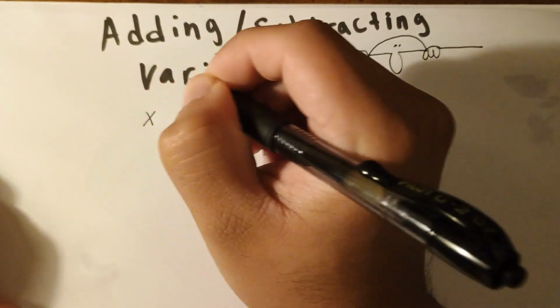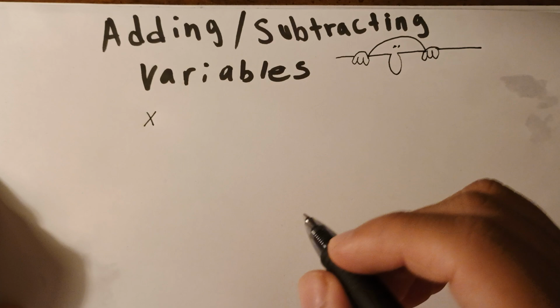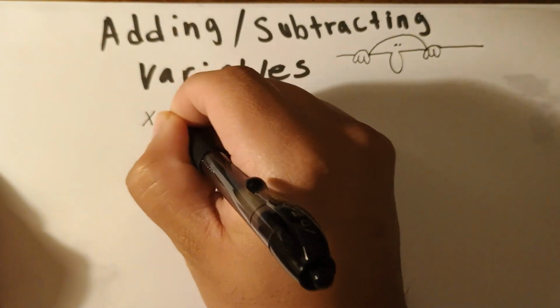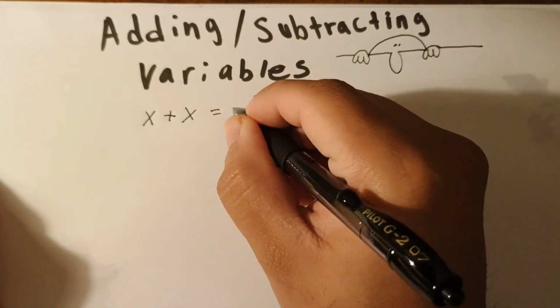In algebra, we use a lot of letters like x or y. I'm going to use x for this example. And if I was to add another x to it, we would get 2x.